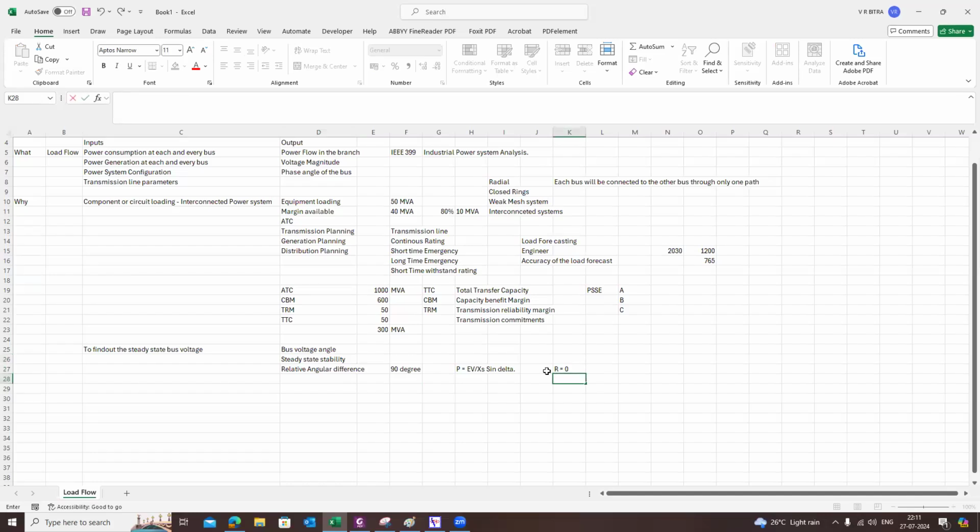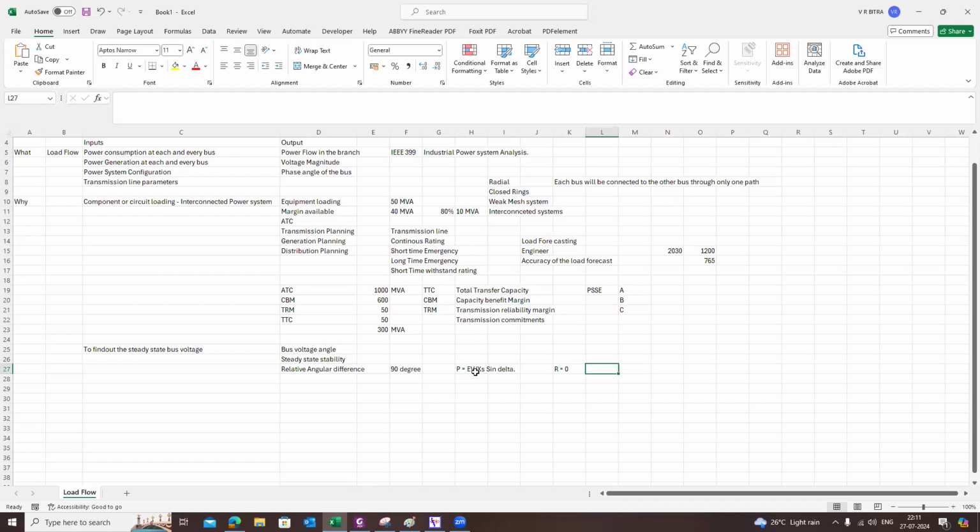R equal to 0. Also, please make a note that this formula is not correct in all cases, because this formula assumes R equal to 0. If you do a manual calculation and try to match this with ETAP, it will not match, because this formula has been derived with an assumption of R equal to 0. But in reality, R will not be equal to 0. R cannot be 0, right?